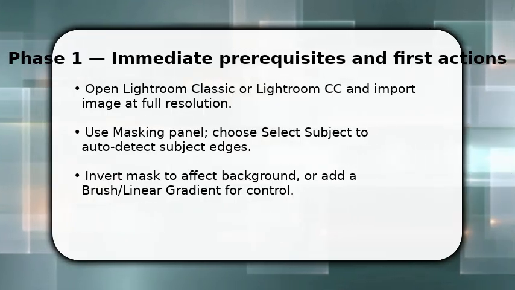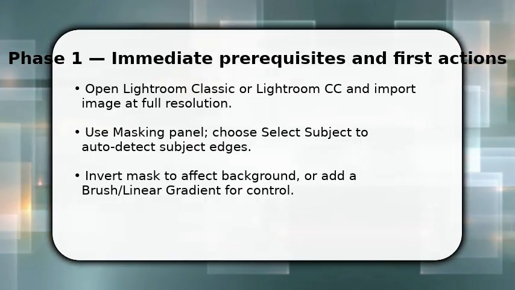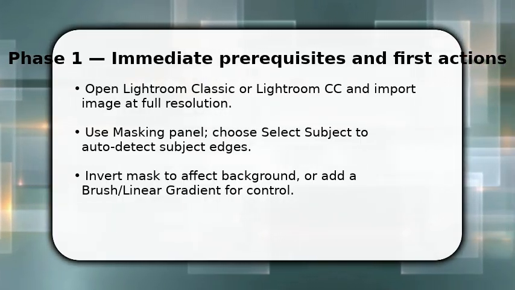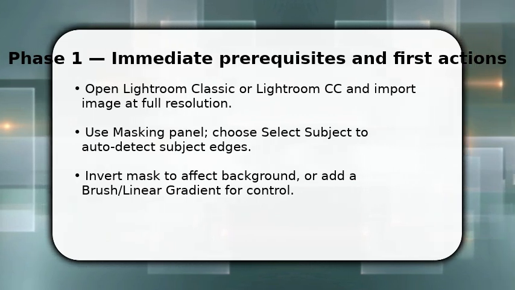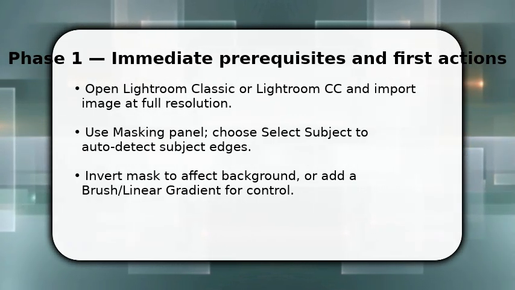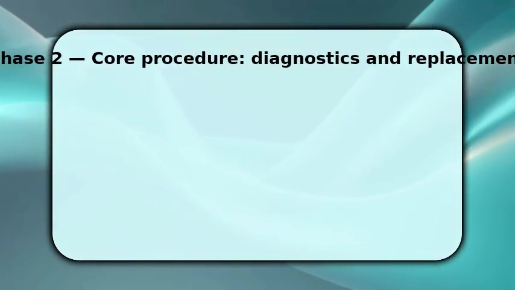Make sure to toggle Mask Overlay to inspect edges and add a small brush or linear gradient to fix missed spots before moving on to global background edits. Now you refine the mask. Zoom to 100% and check edges using overlay modes so you don't miss hair or high contrast areas.